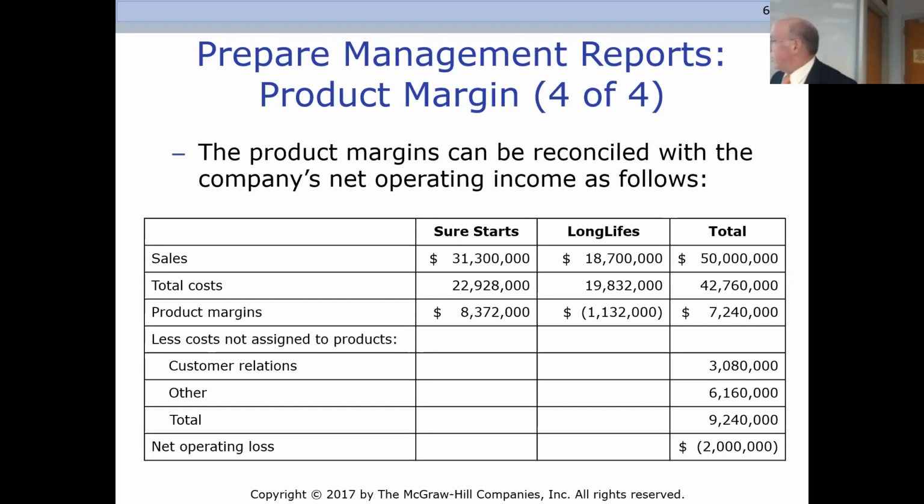What's the advantage of not allocating these costs, the $3 million and the $6,160,000? No good would come of it, right? Because if you allocate it to Long Life and Sure Starts, some managers will get upset. They'll feel bad because they're losing money when in fact it's just an allocated cost. And there's nothing good that can come from allocating costs like that.